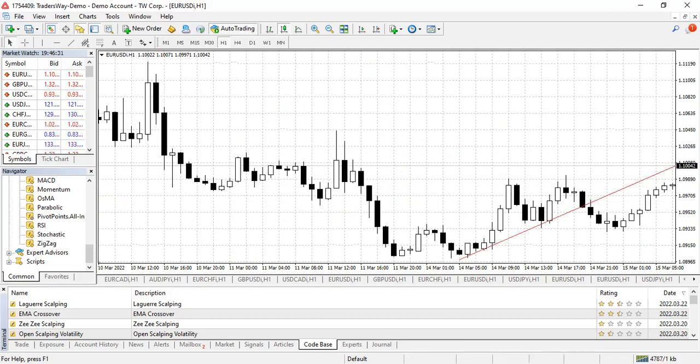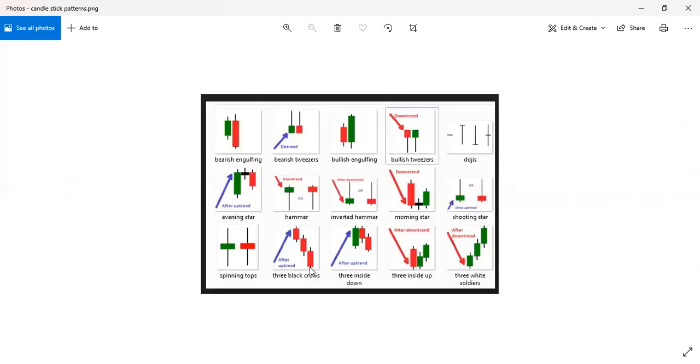So let me show you how it is in my image. So this is the morning star. This is the morning star we're talking about. So it happens in a downtrend market. Can you see? This is a black candle, then followed by a small candle, then followed by another big candle. So this is a morning star.